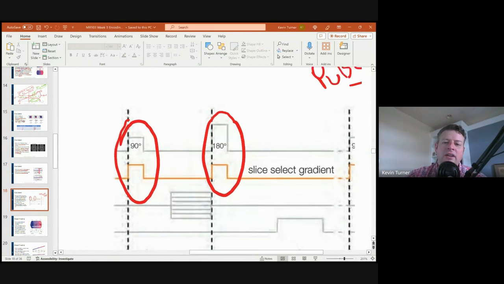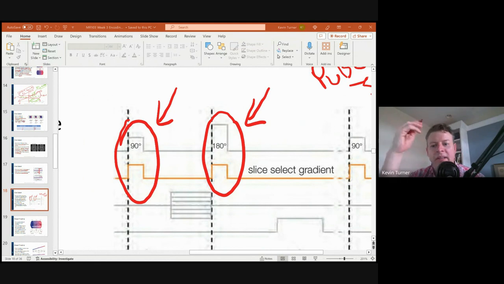Okay, so slice select gradient and RF energy. They are always happening at the same time. I'm going to give you a quiz answer right now. Which of the following gradients is turned on while you're putting RF energy into the patient? Slice select, frequency, or phase encoding? Answer is slice select. All right? I'm telling you right now, these are the quiz questions, people.